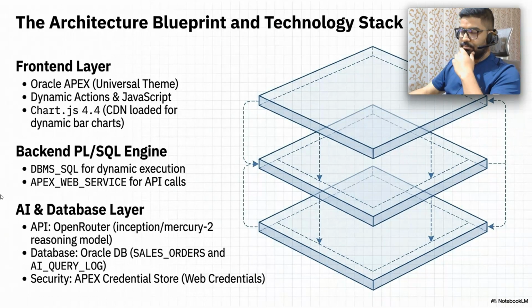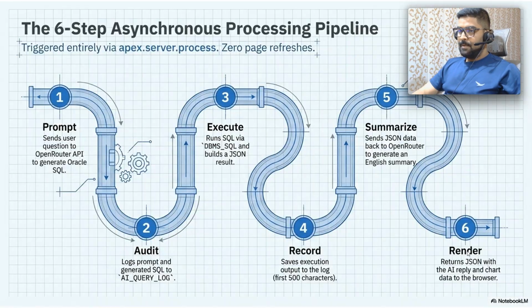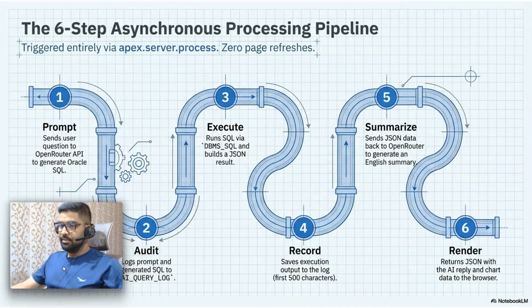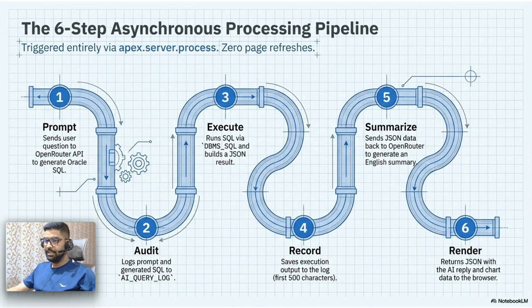Then we have the AI and database layer: the API, OpenRouter, which I already told you about, and the Inception Mercury 2 reasoning model that we are using right now, and the rest of the things over here. You can go through this PPT, and I will share it on our LinkedIn community group. So you can see over here we have this pipeline: the prompt we send from here, the audit, then execution, record, summarization, and render.